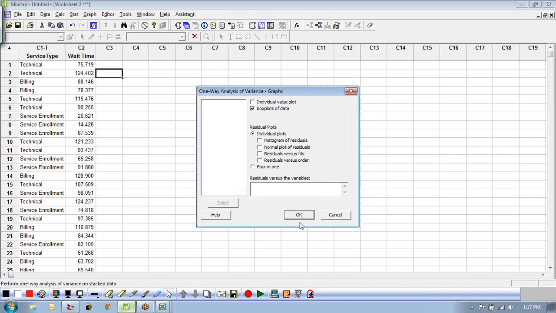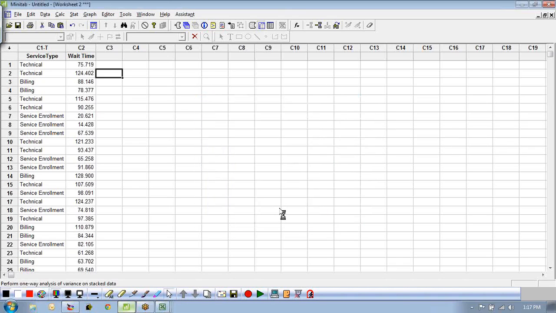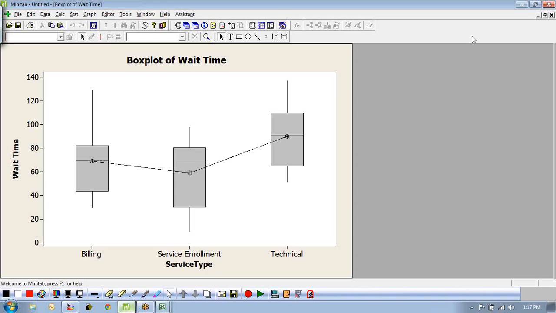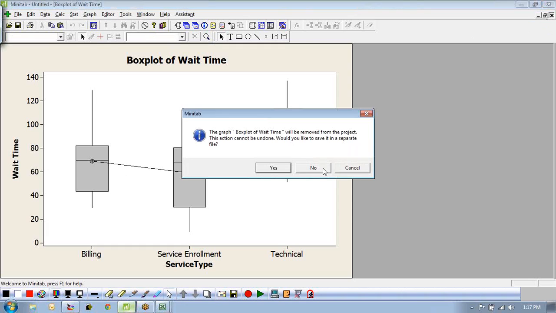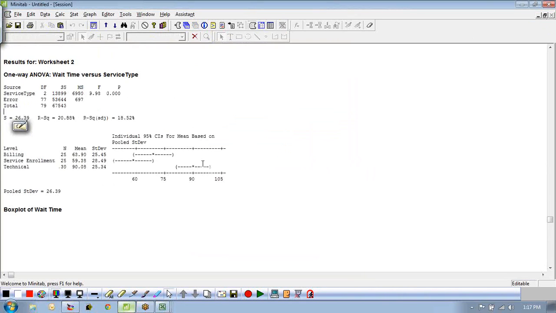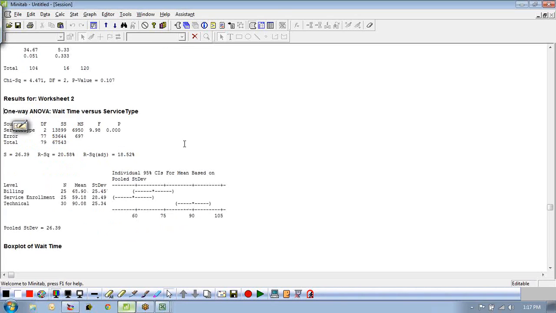And if we want, we can make plots. Let's make box plots. There's my box plot. So Minitab can do box plots too. It's kind of good. All right, now let's go to the ANOVA. And here's what Minitab does for the ANOVA.